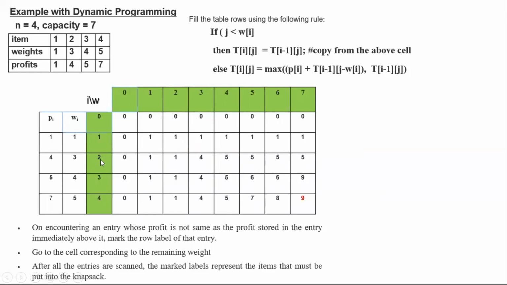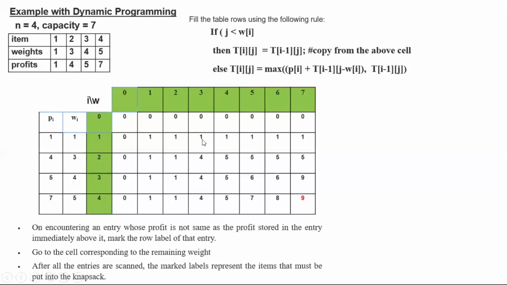Now regarding item 2, now we have items 1 and 2. Here we have 0. Can we put item 2 with weight 3 in a knapsack with weight 1? No. So we copy from the above cell in this case as well, but we can put item 2 in a knapsack with capacity 3. Its capacity is 3.